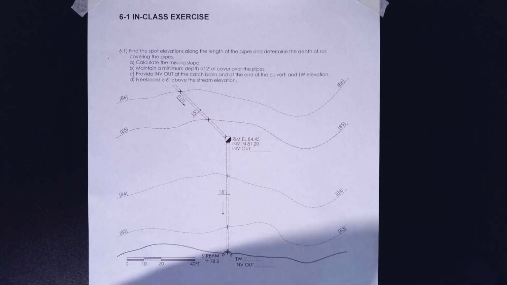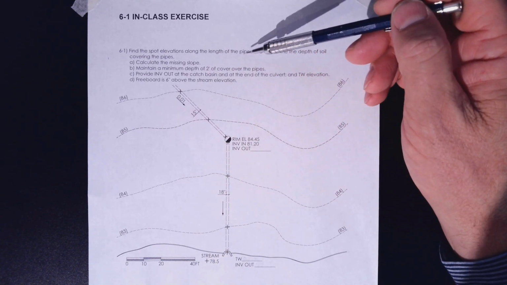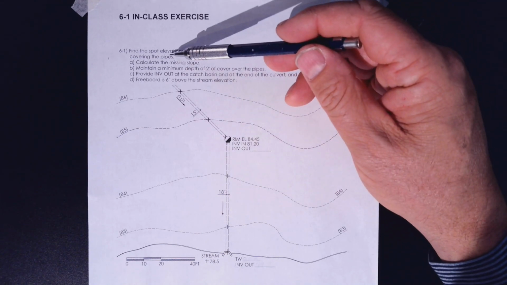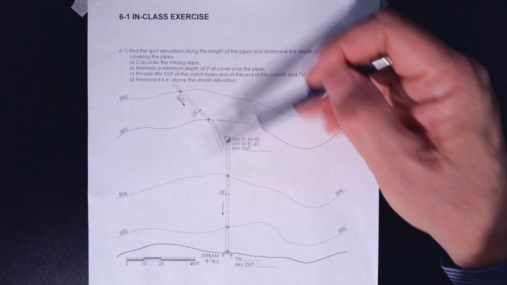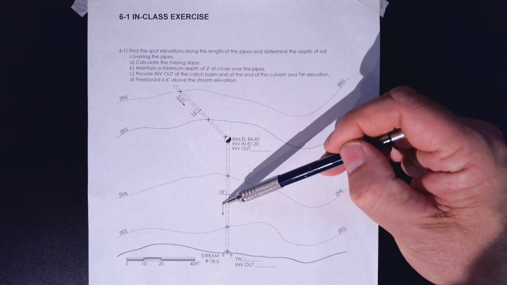Okay, this is in-class exercise 6-1. For this exercise, we are going to find the spot elevations along a length of pipe and determine the depth of soil covering the pipes. So we have to calculate the missing slope. We have a slope for this pipe. This pipe here has a missing slope.